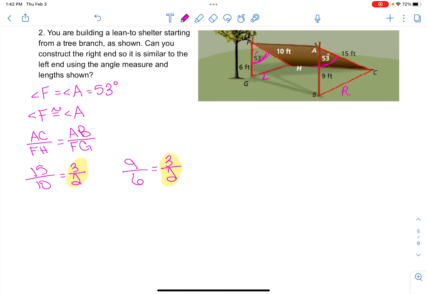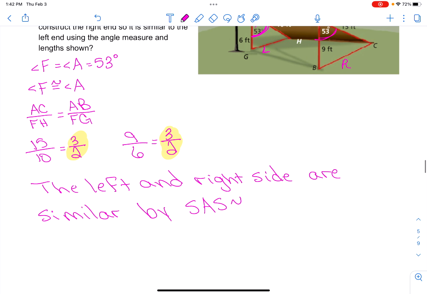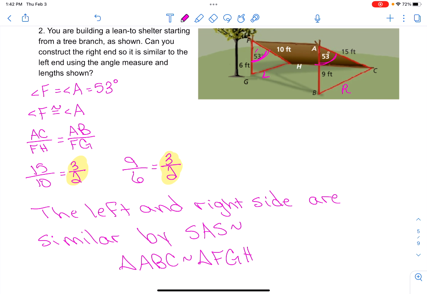So the left and right side are similar by side, angle, side, similarity. So triangle ABC is similar to triangle FGH. And that completes our notes for today.